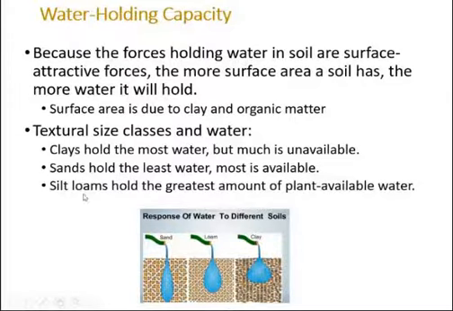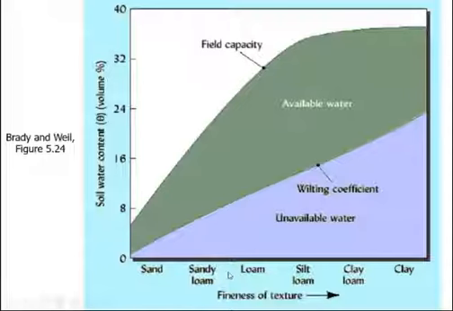Silt loam is the texture which holds the greatest amount of available water to plants. And this is an illustration showing how water responds differently for each soil texture. For clay soil, water won't infiltrate very fast. For sandy soil, it infiltrates very fast because of the large pore spaces, and therefore it drains very quickly. For the loam, it is intermediate.